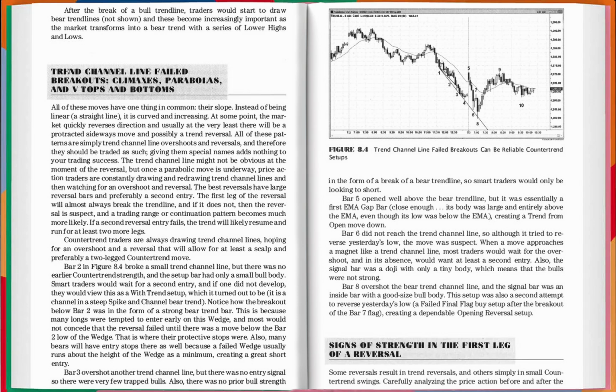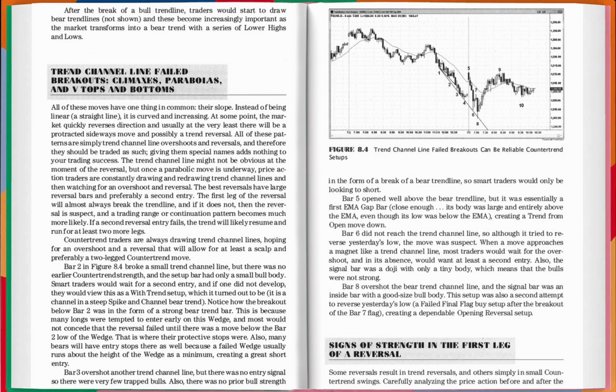The trend channel line might not be obvious at the moment of the reversal, but once a parabolic move is underway, price action traders are constantly drawing and redrawing trend channel lines and then watching for an overshoot and reversal. The best reversals have large reversal bars and preferably a second entry. The first leg of the reversal will almost always break the trend line, and if it does not, then the reversal is suspect, and a trading range or continuation pattern becomes much more likely.